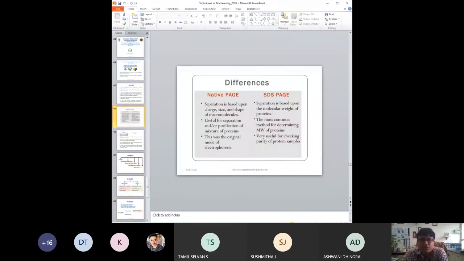So this is one obvious question, because I explained to you about the SDS phase and now I'm explaining to you about the native phase. So what are the basic differences between native phase and SDS phase?